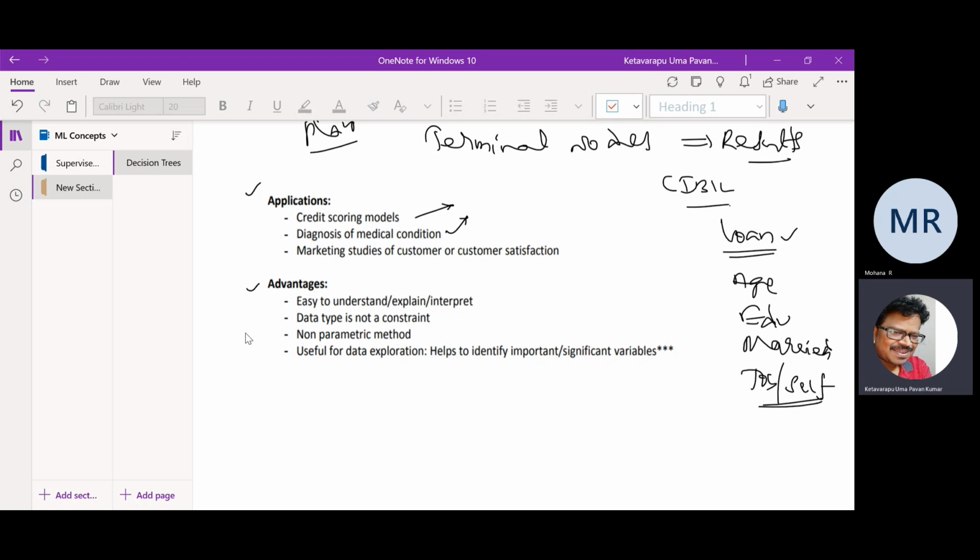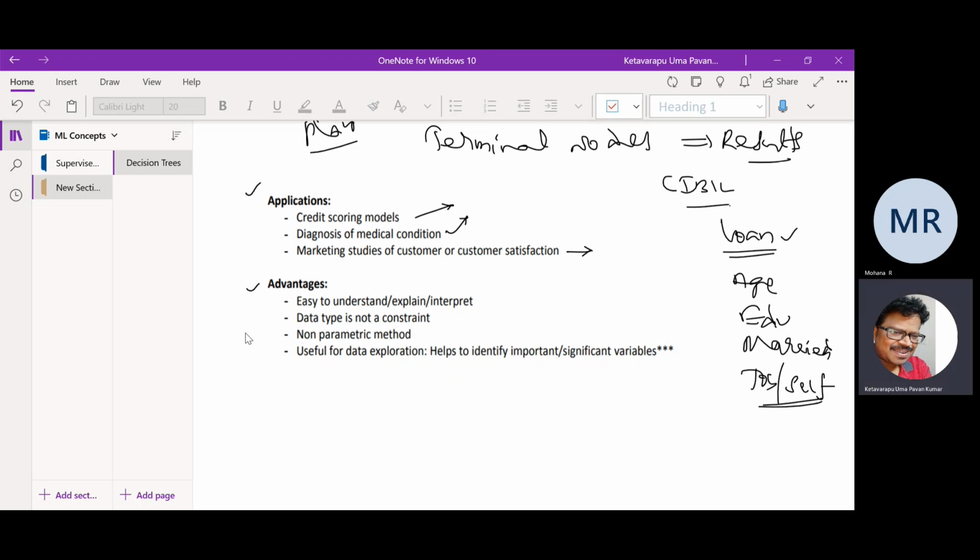And medical conditions, friends, like we are having some kind of diagnosis. Okay, especially in medical diagnosis, the accuracy must be very clear, friends. So for those kind of applications also, I can make use of the decision tree.